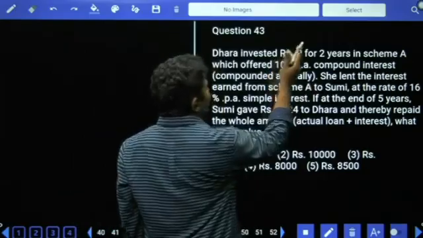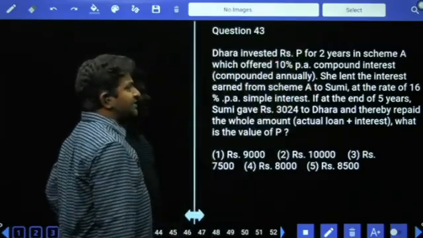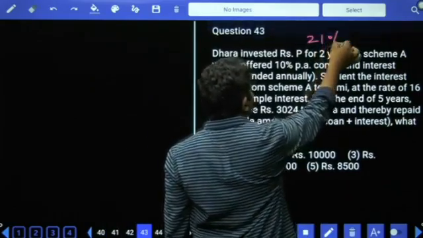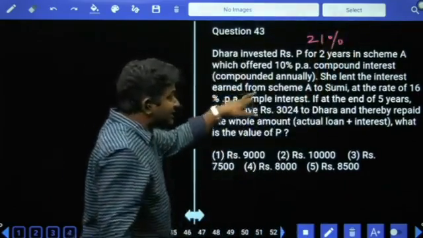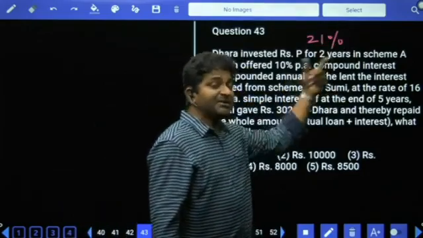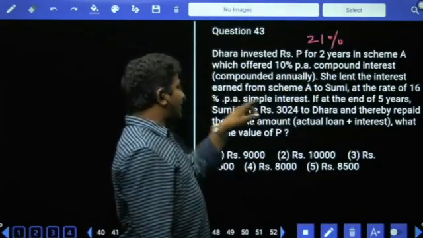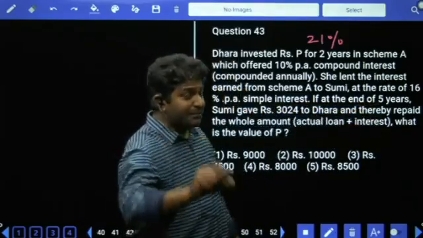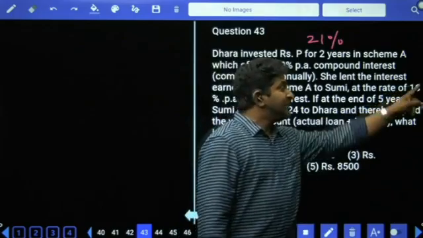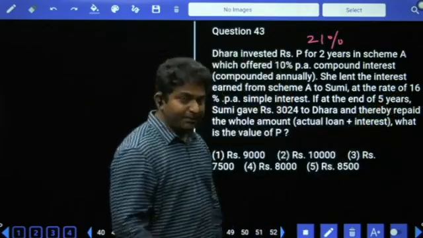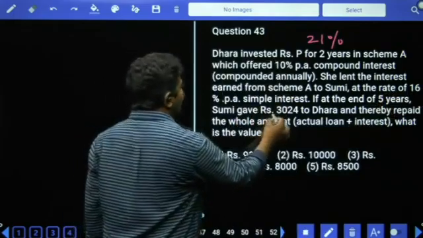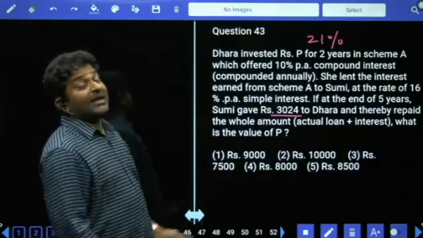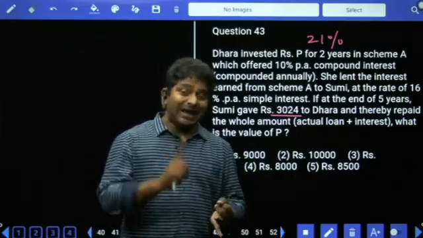Let us assume Dara invested 100% for 2 years in compound interest at 10% per annum. So interest obtained is going to be 21%. She lent the interest earned from scheme A to Sumi, that is 21%. She is giving it to Sumi at the rate of 16% per annum simple interest. At the end of 5 years, 5 years simple interest at the rate of 16% per annum is 16 into 5, that is 80%. And Sumi gave 3024 rupees to Dara and repaid the entire amount. Repaid the entire amount in the sense principal and interest.